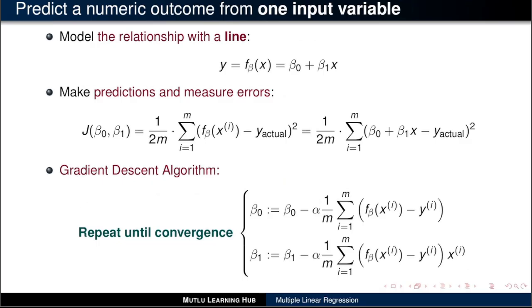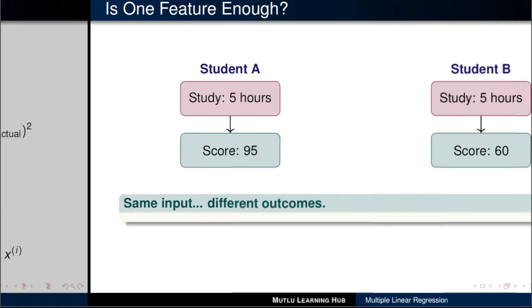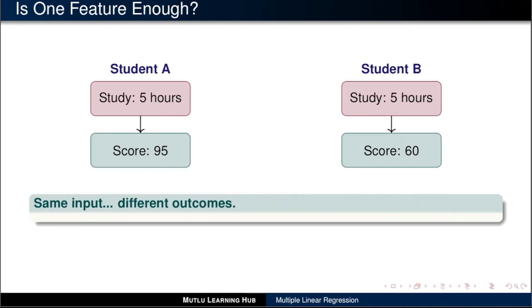Now that we understand how simple linear regression works, let's step back and ask, is one feature enough? Imagine two students who both study for 5 hours. One scores 95 and the other scores 60. Same amount of study time, but very different results. Clearly, something else must be influencing performance.